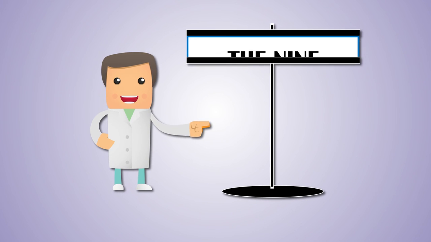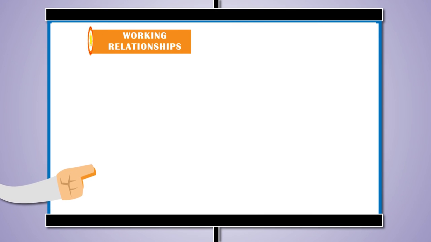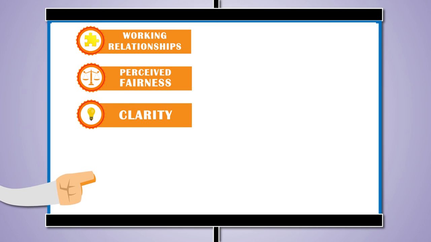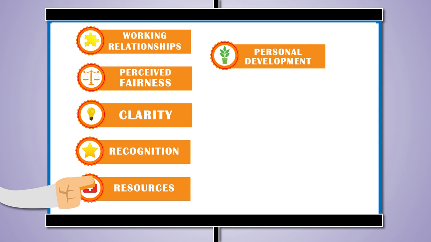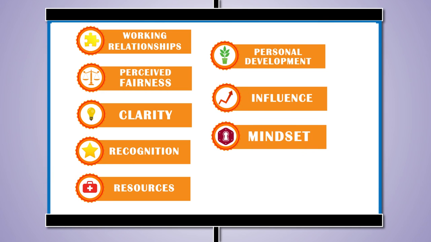These enablers are proven tools to help staff feel and behave engaged. So let's just remind ourselves of the 9. Working relationships, perceived fairness, clarity, recognition, resources, personal development, influence, mindset, and trust.